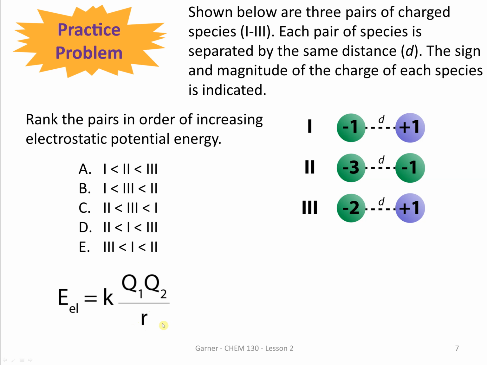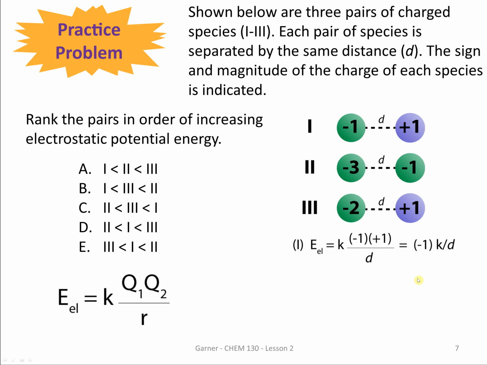So I can just plug in everything that I know here. For pair 1, my electrostatic potential energy is going to equal that proportionality constant times Q1, which had a charge of -1, so I'll put that in here, times Q2, which has a charge of +1, so I'll put that in here, and then divided by my value of r, which they just tell me generically is some distance d, so I'll stick that in here as well. If I work out the math here, multiplying -1 times +1 gives me -1 times k over d. So my electrostatic potential energy here is -1 times k over d, whatever those values might be.